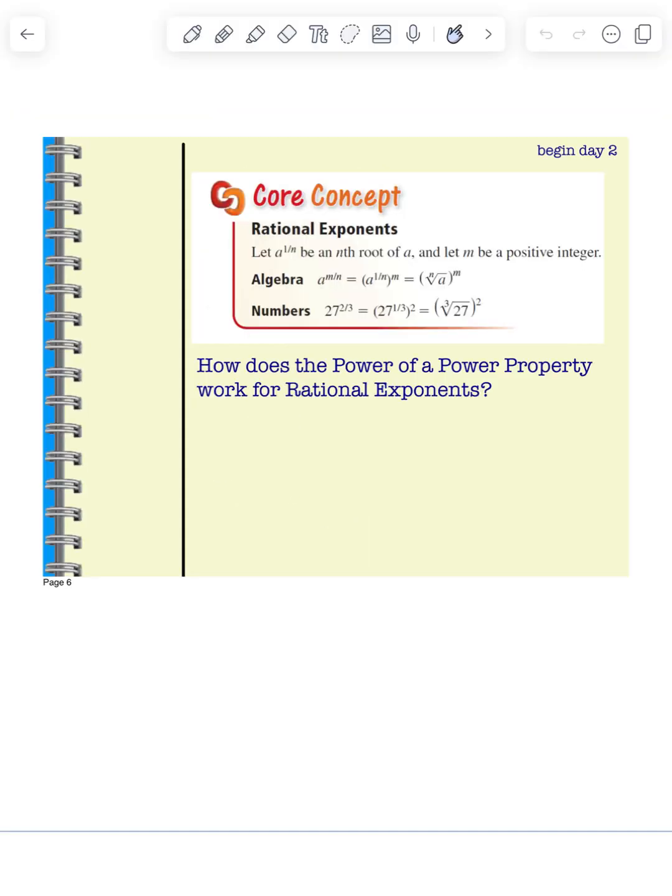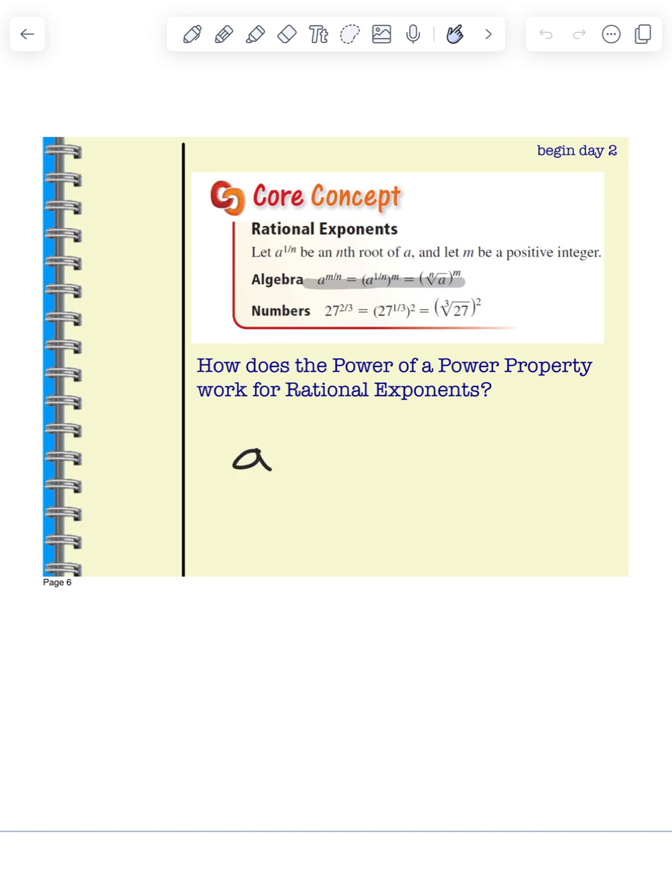All right, so we saw what happens when we have a unit fraction as an exponent, meaning 1 over a number as your fraction. Now we're going to see what happens when we have a full fraction as our exponent. So you're going to want to write this down with all of our examples.